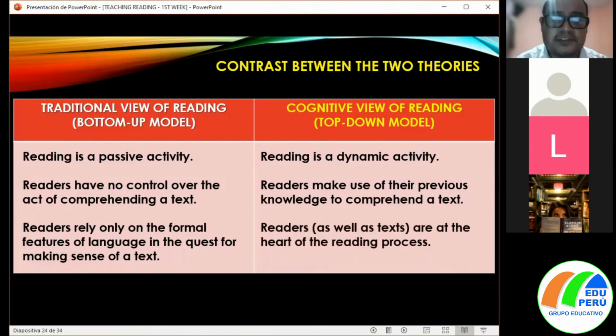But in the top-down model, readers as well as texts are at the heart of the reading process. So the reader in this model is an active participant of the process of reading. It's not a passive one. So they are in the same category of importance as the text, or maybe more, right? That's why it says they are at the heart of the reading process. Notice this contrast between these two theories, and in the same way, two models of the reading process.